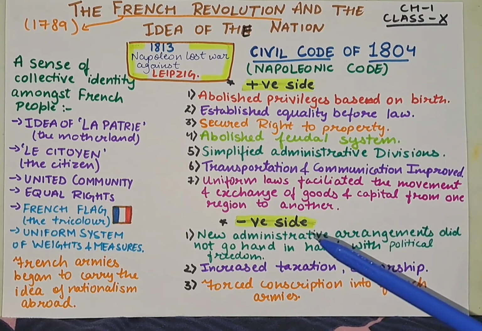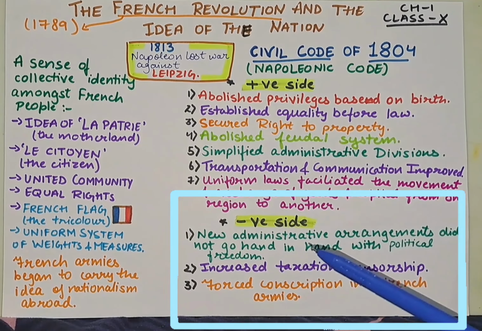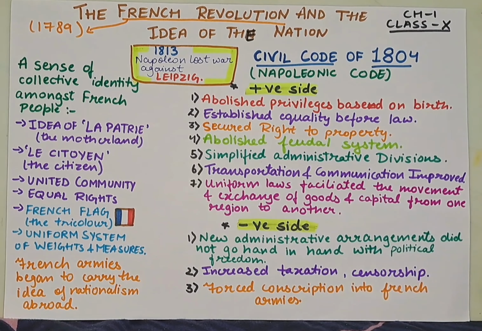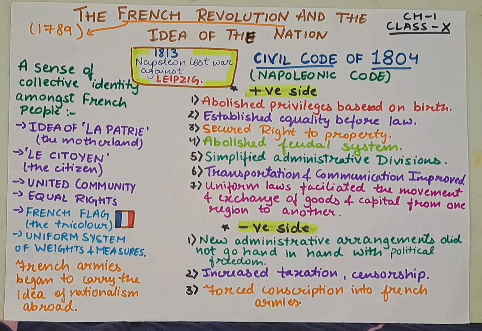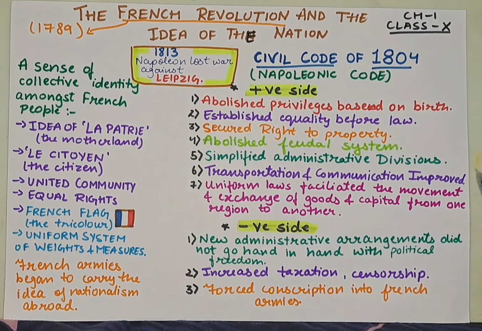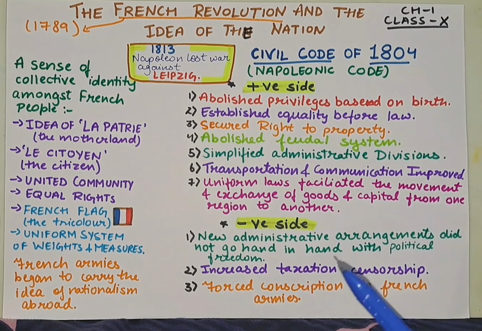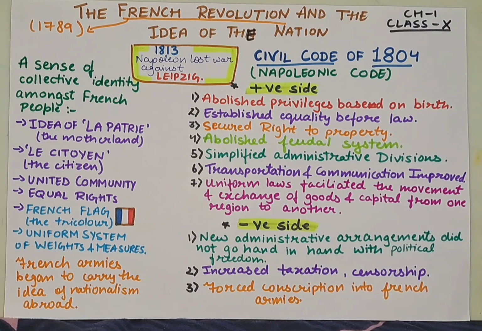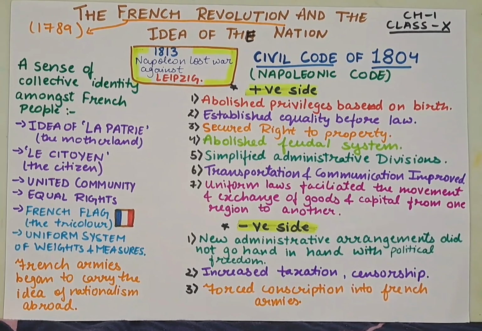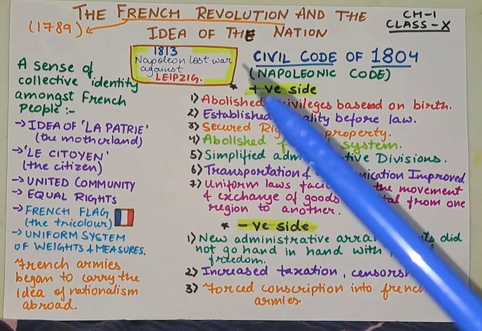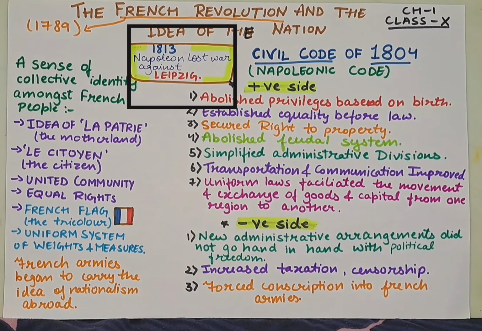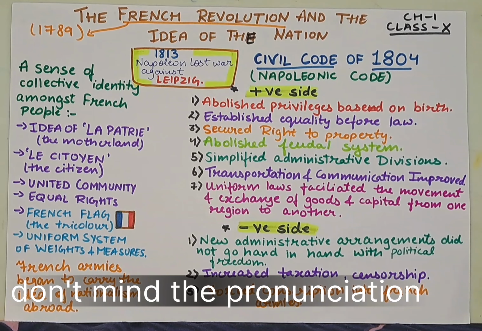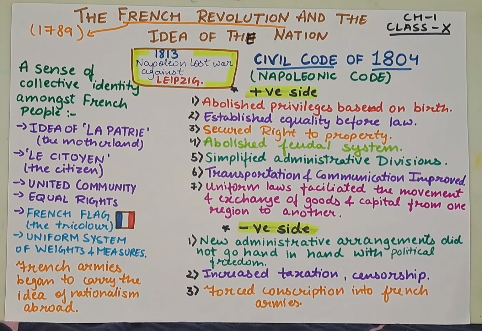The negative sides are that the new administrative arrangements that he made did not go hand in hand with political freedom. Also, increased taxation and censorship were a negative side. Forced conscription into French armies was also a drawback of the Napoleonic Code. And finally, in 1813, Napoleon lost the war at Leipzig. So this is the first part.